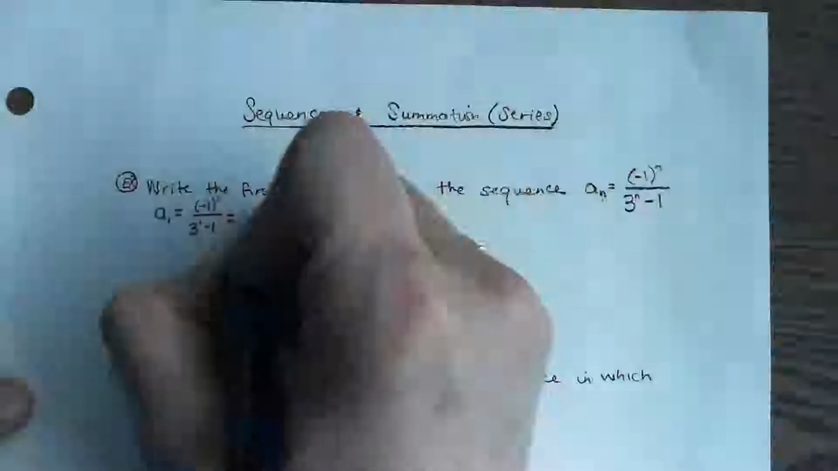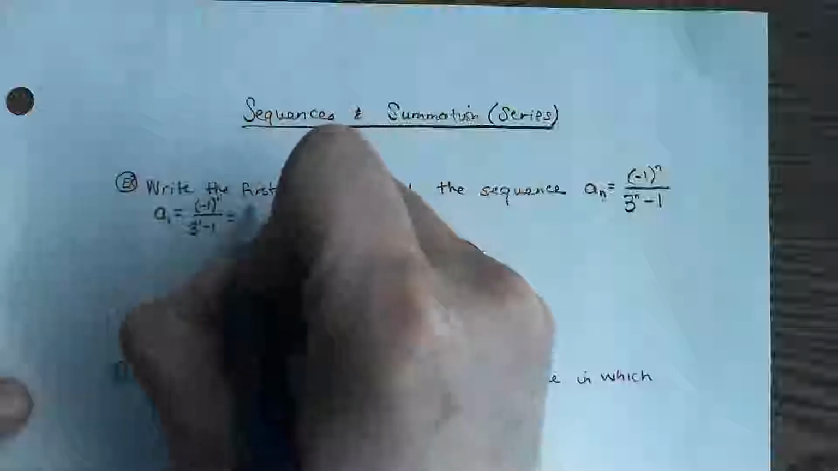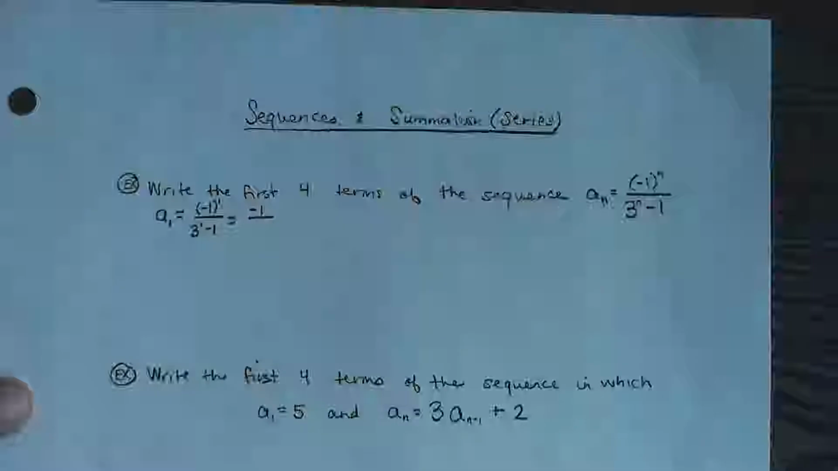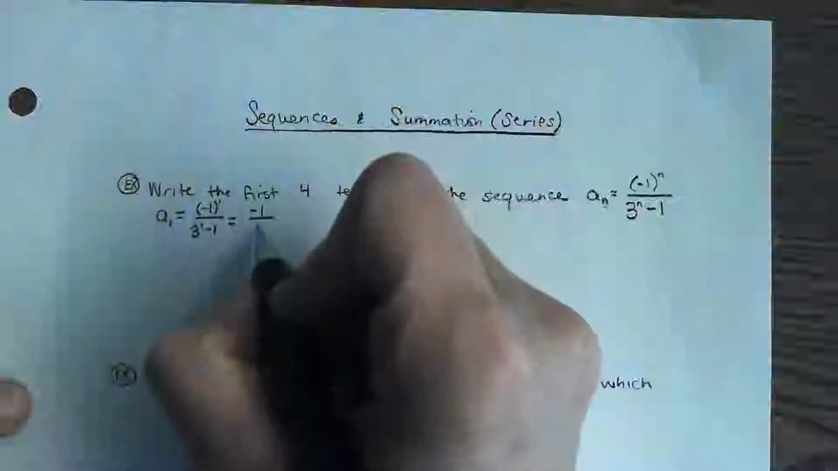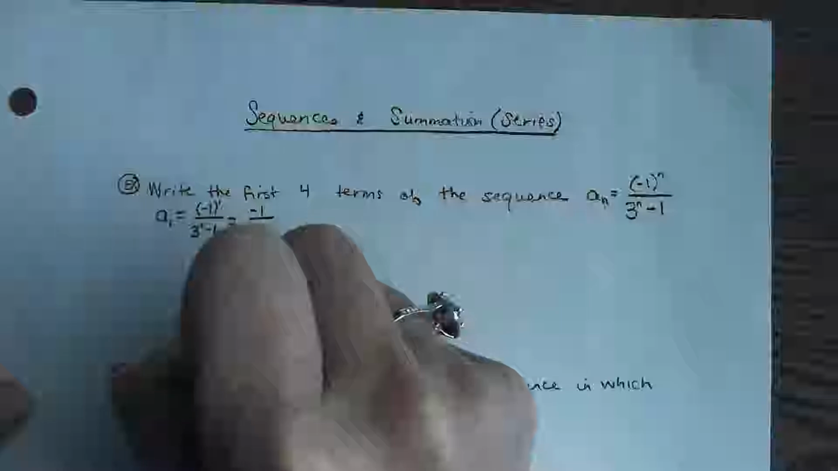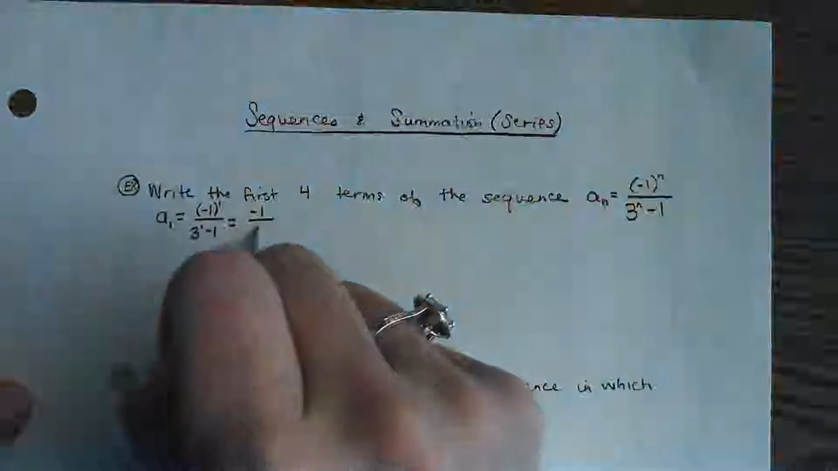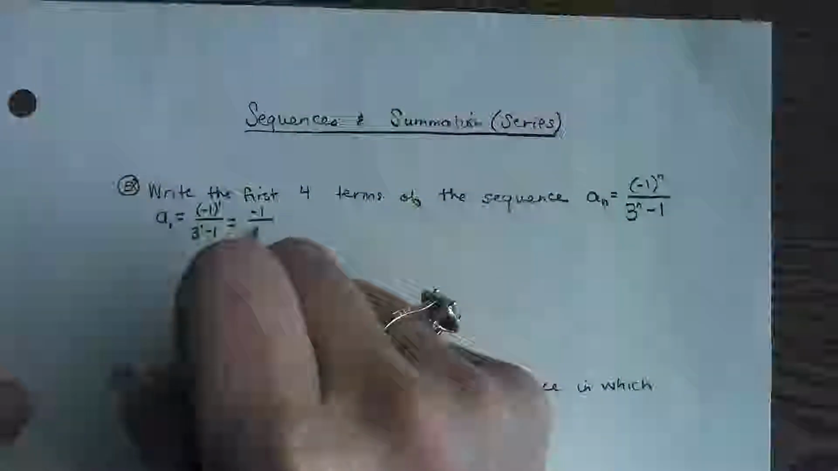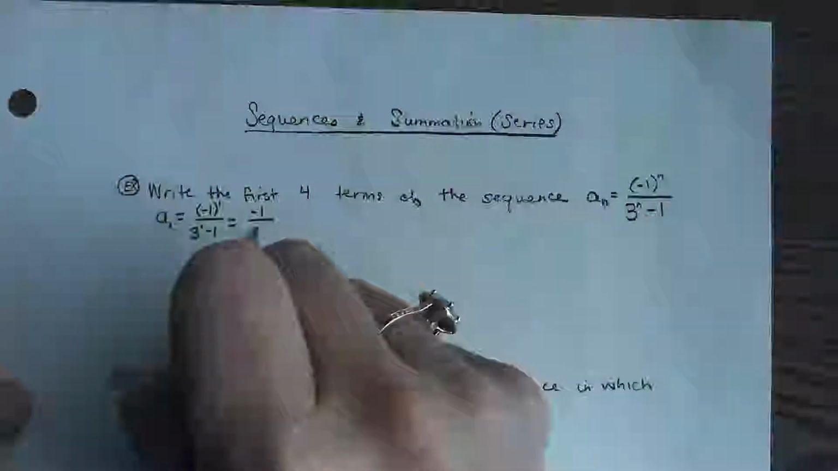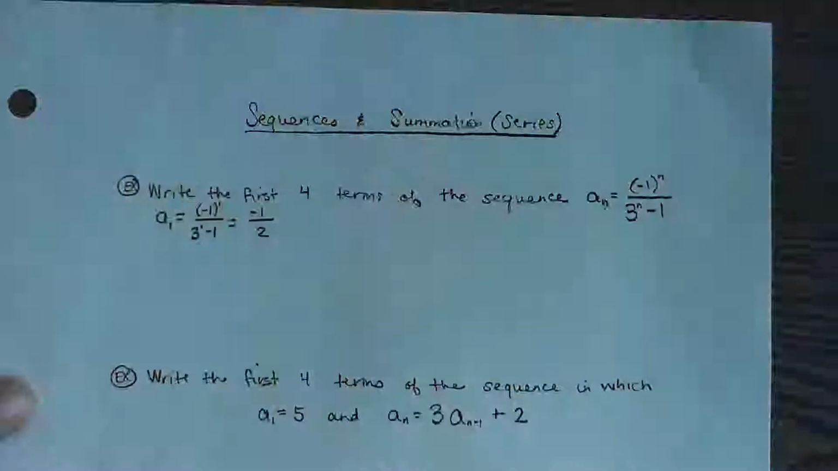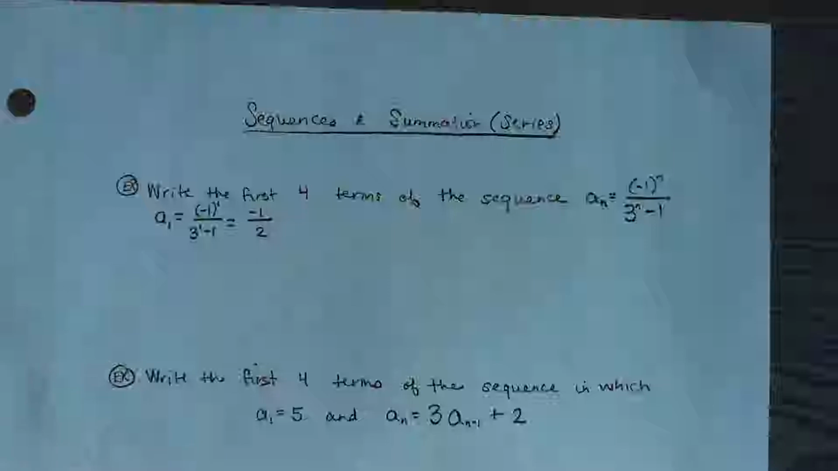And negative 1 to the first power is negative 1. 3 to the first power minus 1 is 2, on your denominator. Thank you, Abby. So there's your first term, negative a half. Go ahead and find the second, third, and fourth terms on your own.